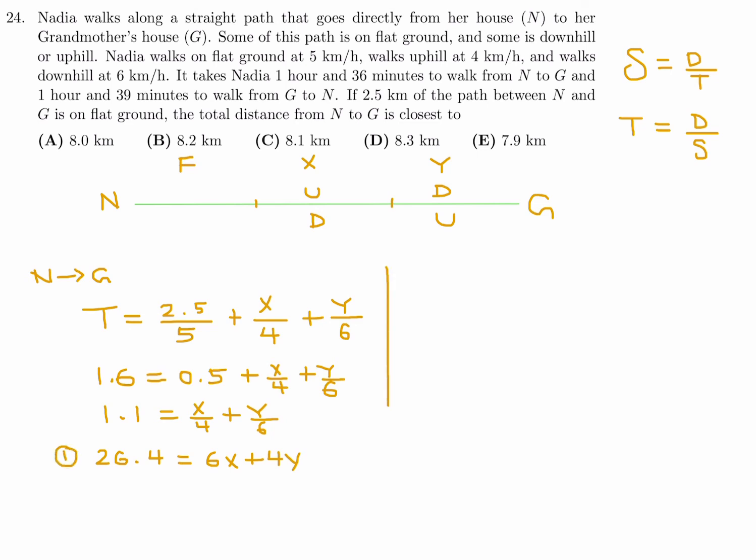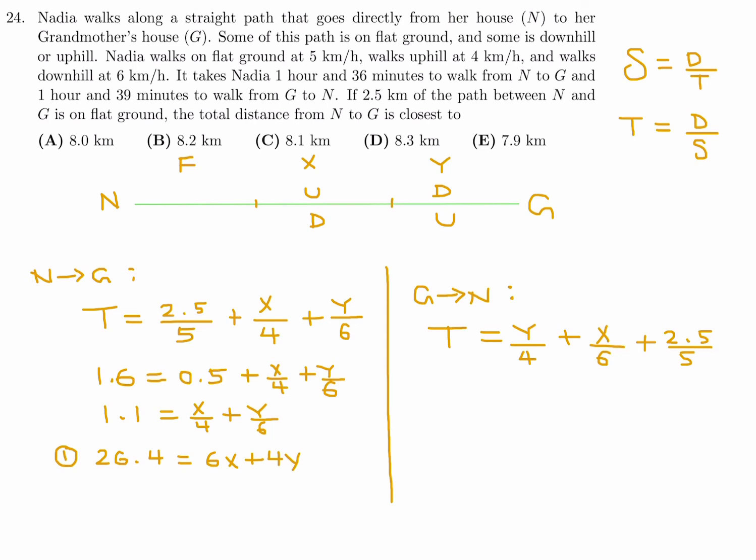Now we do pretty much the same thing, but for the other path, which is from G to N. Time is going to be, again, y, but this time it's uphill when you're going this way. So now the speed is going to be the uphill speed, which is 4. So it's y over 4. And then x, but this time it's downhill, so the speed will be the downhill speed, which is 6. And then, of course, the flat, which is 2.5, and the speed, which is 5.